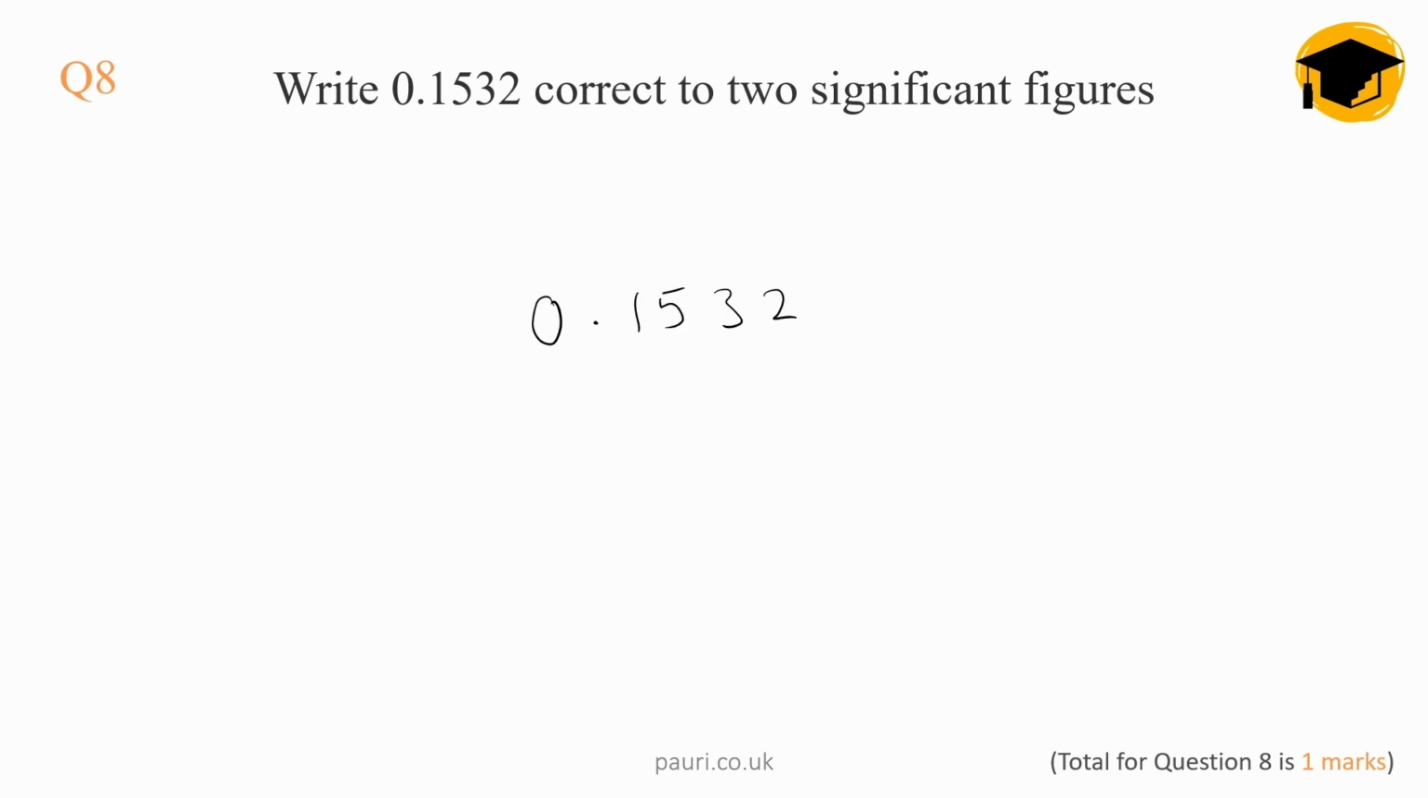0.1532, correct to two significant figures. The 0 is not significant here. So we've got 1 is my first, 5 is the second. The next significant figure, 5 or above? No, it's not. So I get 0.15. And hopefully you're getting the pattern with these types of questions.